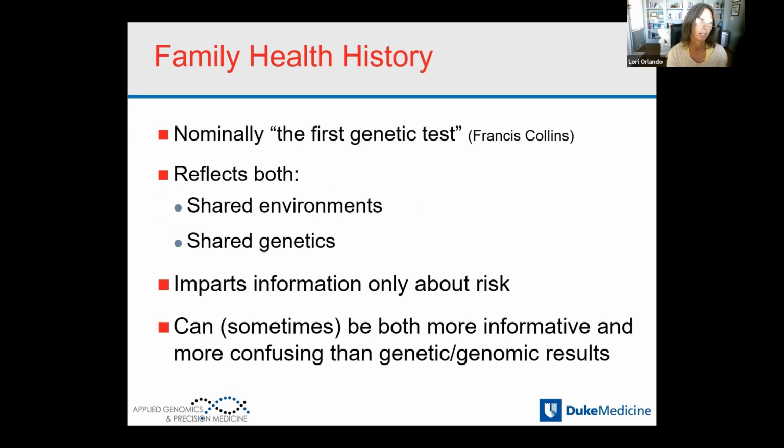So family health history is nominally the first genetic test, and this idea was first espoused by Francis Collins, but it essentially gives you information about your inherited risks. It also reflects shared environments of families, so it can be more comprehensive than just genetics. And sometimes those two interact, such as smoking and lung cancer. Genetic risk would lead to a much higher risk of developing lung cancer in the future. But it does only impart information about risk. So family history is never diagnostic.